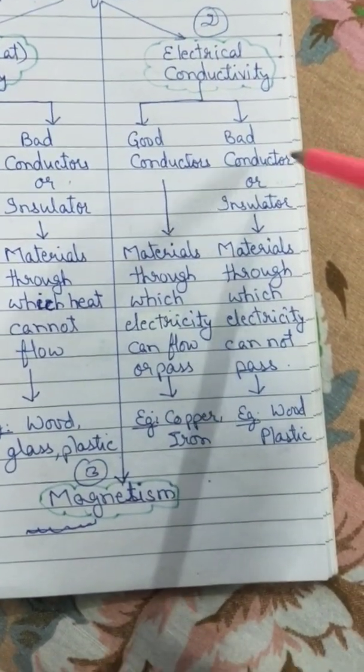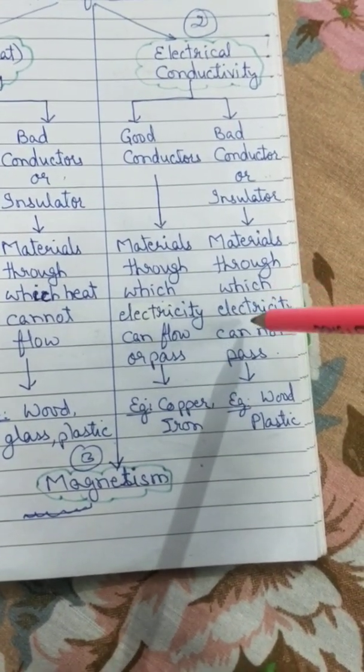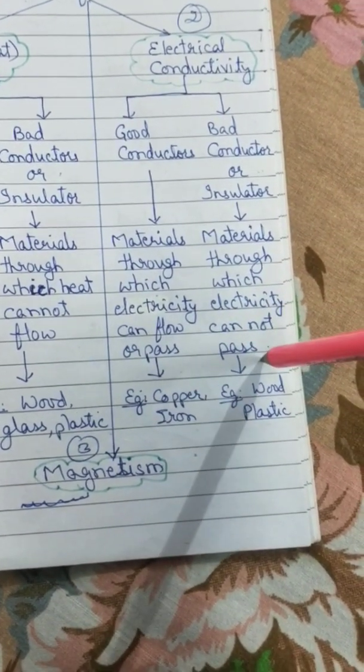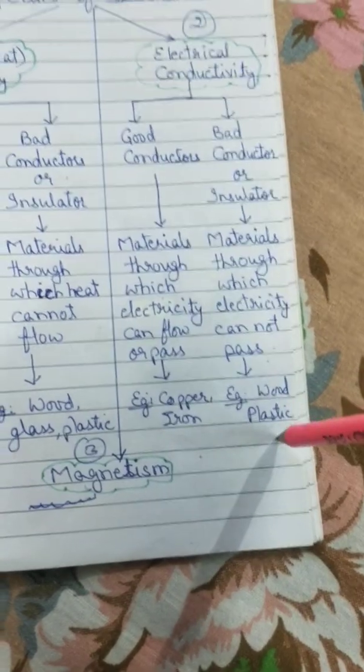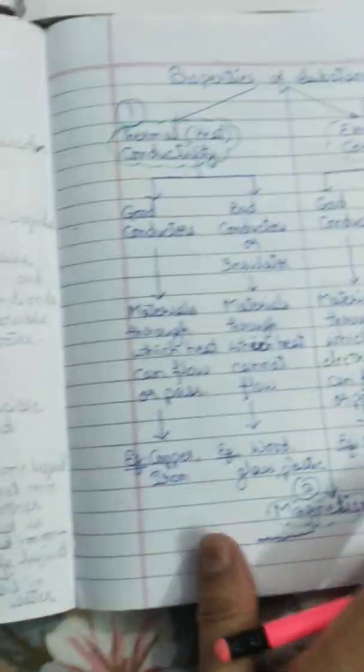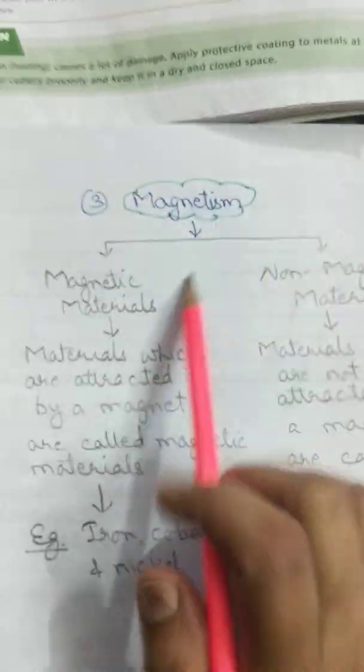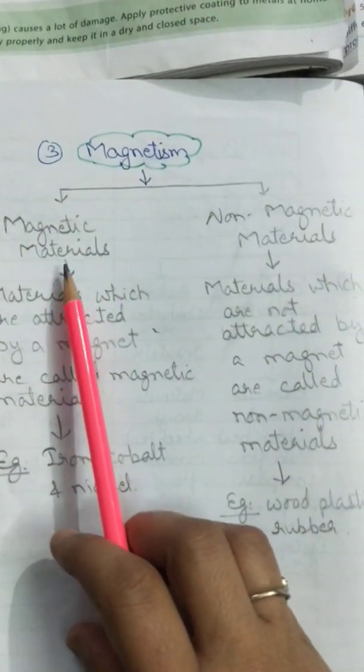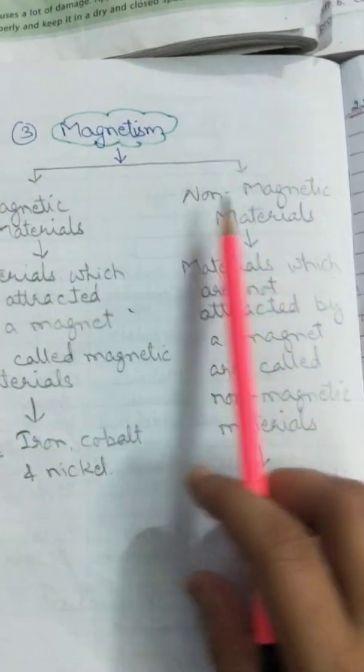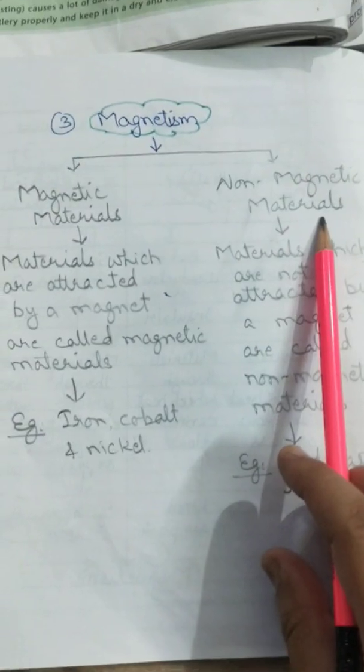Bad conductors are materials through which electricity cannot pass, for example wood, plastic, etc. And magnetism is also of two types: magnetic materials and non-magnetic materials.